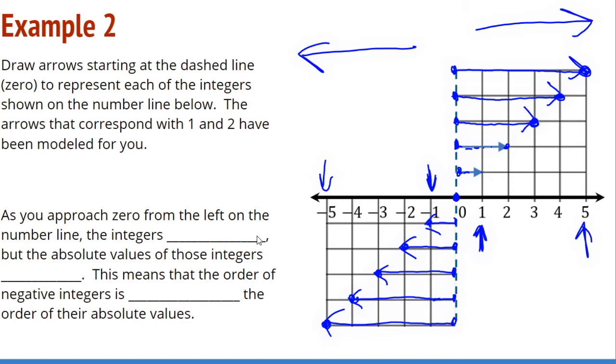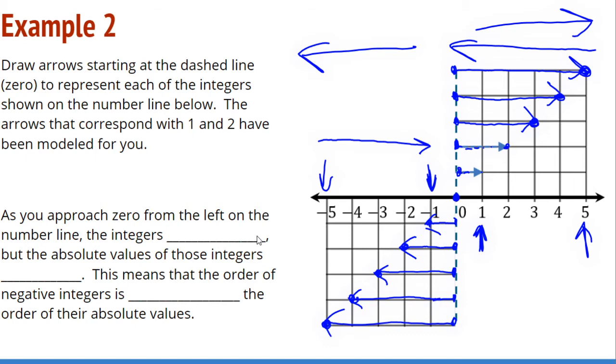The lengths of the arrows are getting shorter as we get to 0 from the left or from the right. So if I'm coming from the left-hand side, as I get to 0, they get shorter and shorter. As I'm coming from the right-hand side, the closer I get to 0, they get shorter and shorter. That means the absolute values are decreasing the closer I get to 0. The closer I am to 0, the less the absolute value. The farther I am from 0, the greater the absolute value.